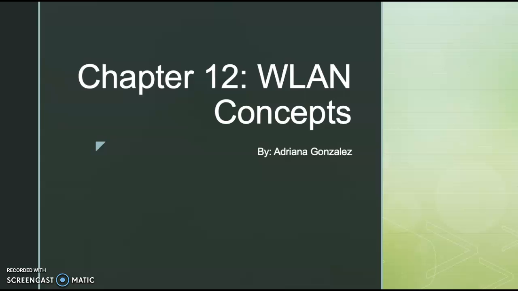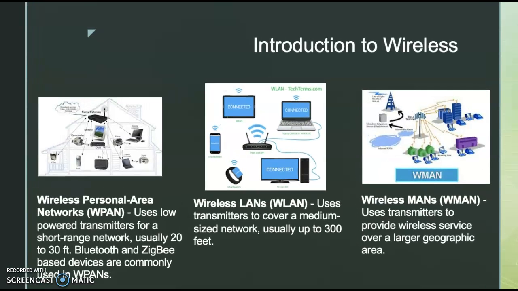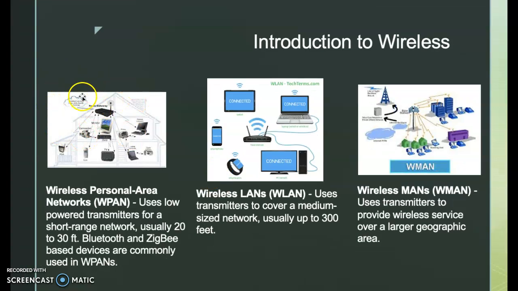First, to begin, the introduction to wireless. So, there are wireless personal area networks, which are WPAN, wireless LANs, WLAN, and wireless MANs, WMAN. A WPAN uses low-powered transmitters for a short-range network, usually 20 to 30 feet. Bluetooth and Zigbee-based devices are commonly used in WPANs.